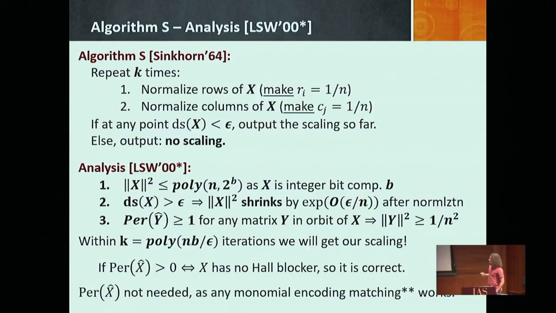Now, just an aside here: the permanent is not really needed, as any monomial encoding the matching in the adjacency matrix would work. Here they use the permanent, but in invariant theory, we would say that if x is not in the null cone, I only need one polynomial which generates the invariants not to vanish. And that polynomial can be any monomial that encodes a matching for which x doesn't vanish. So that would be a more refined approach. Okay, any questions so far?